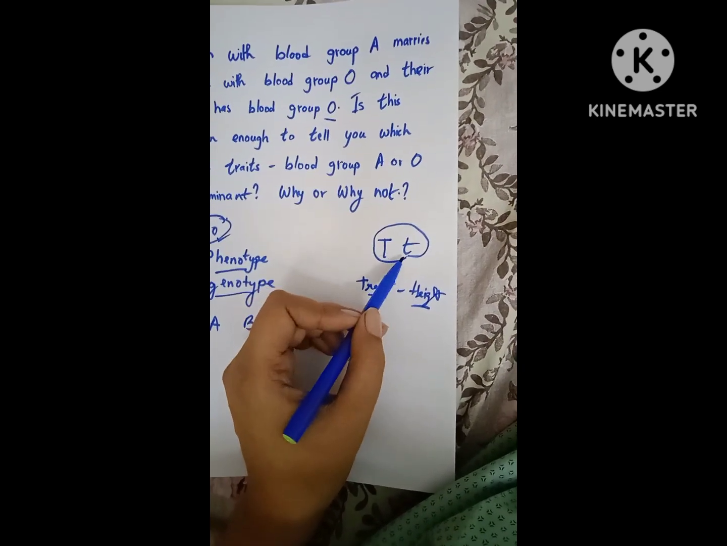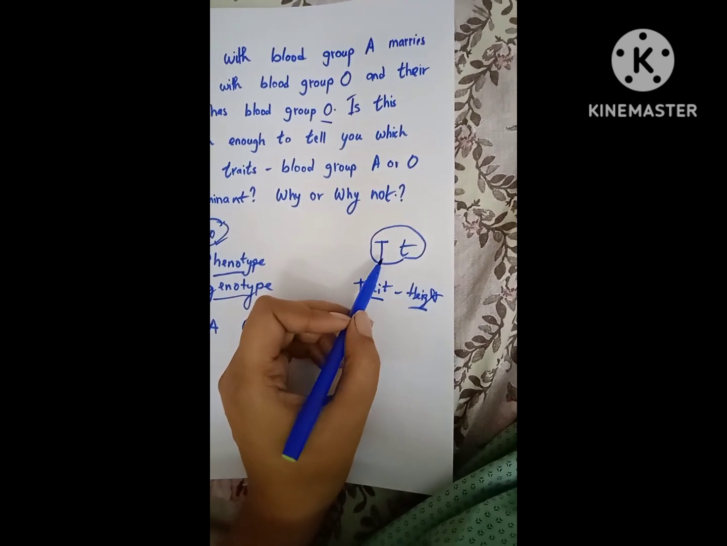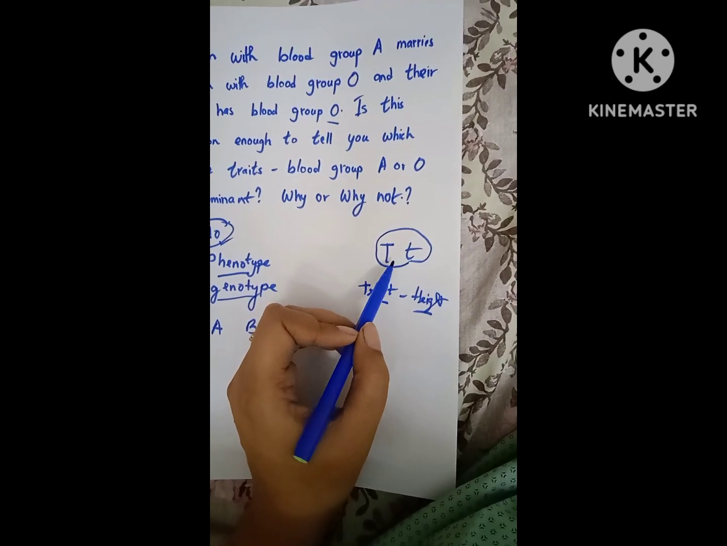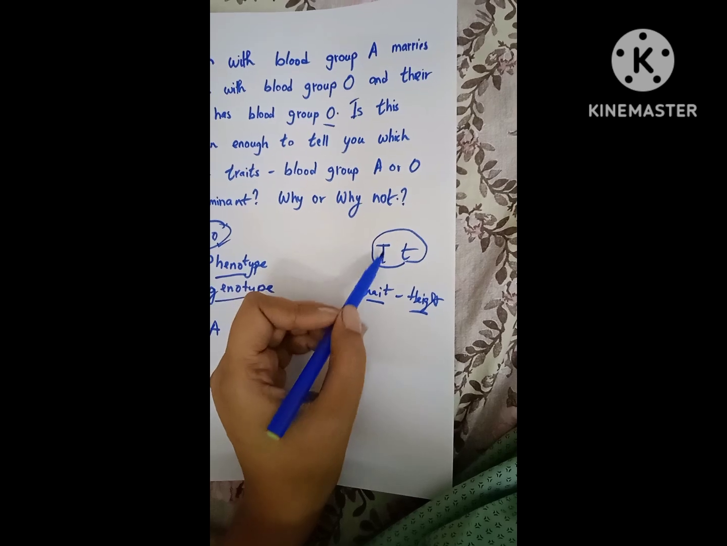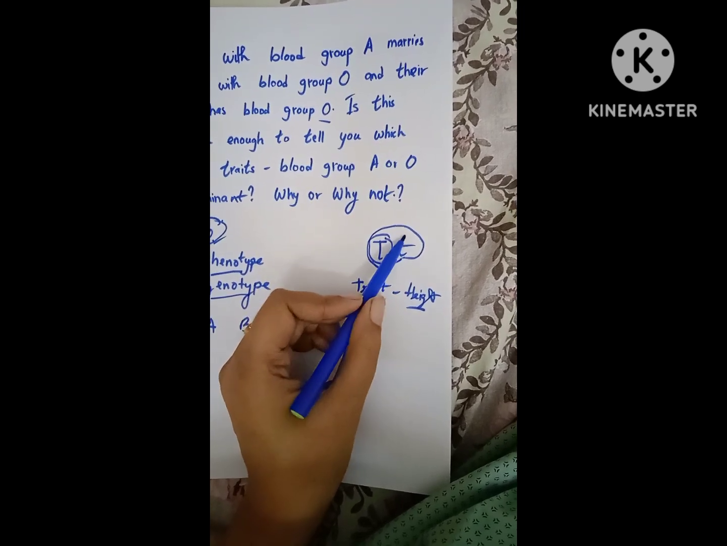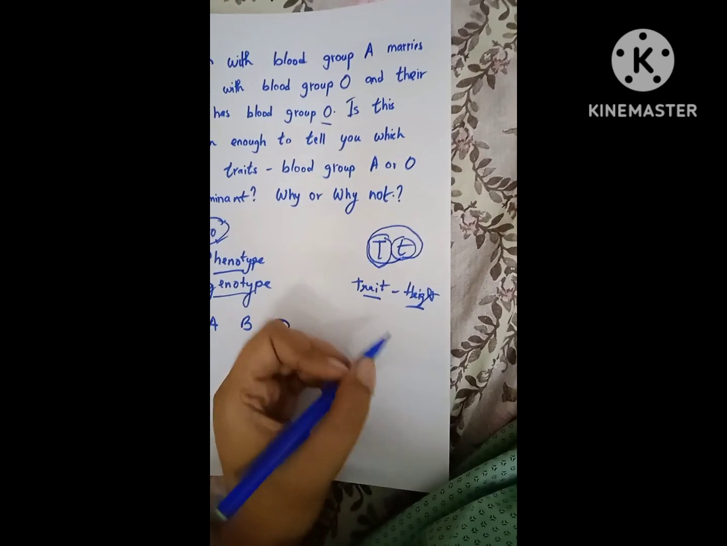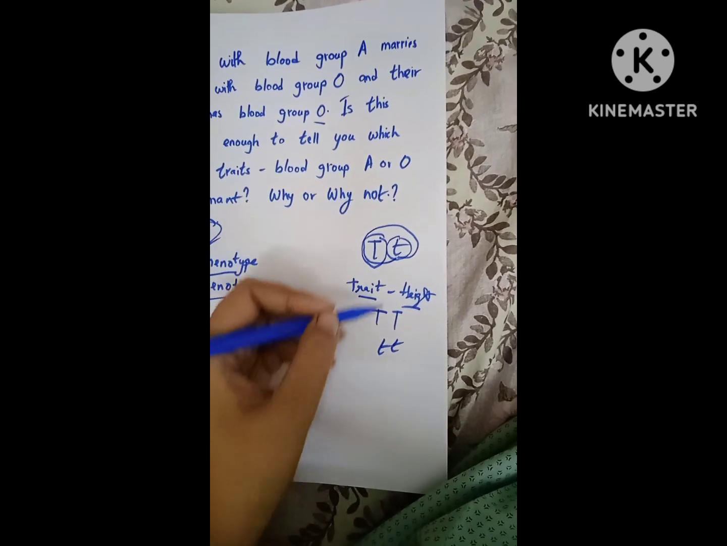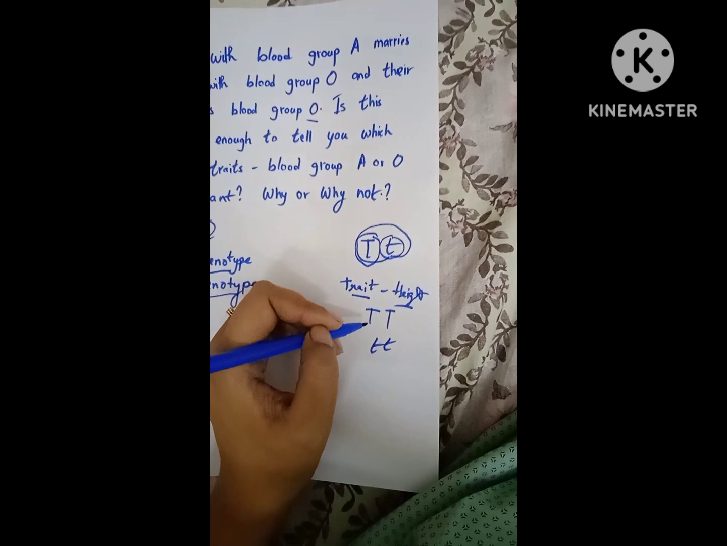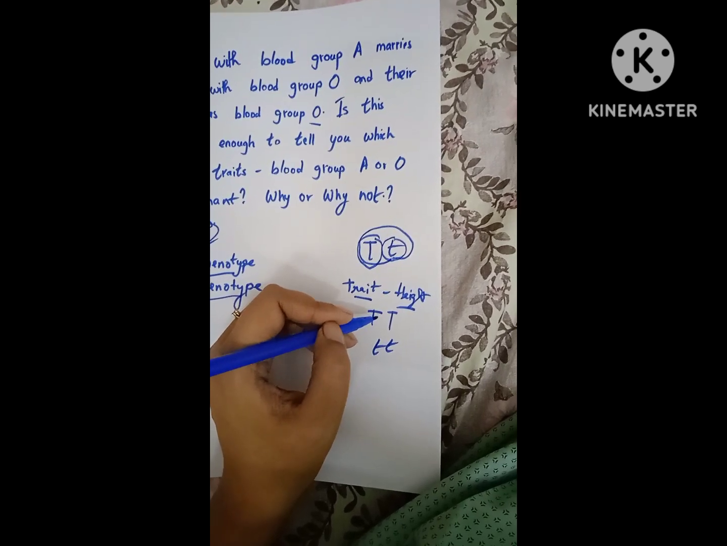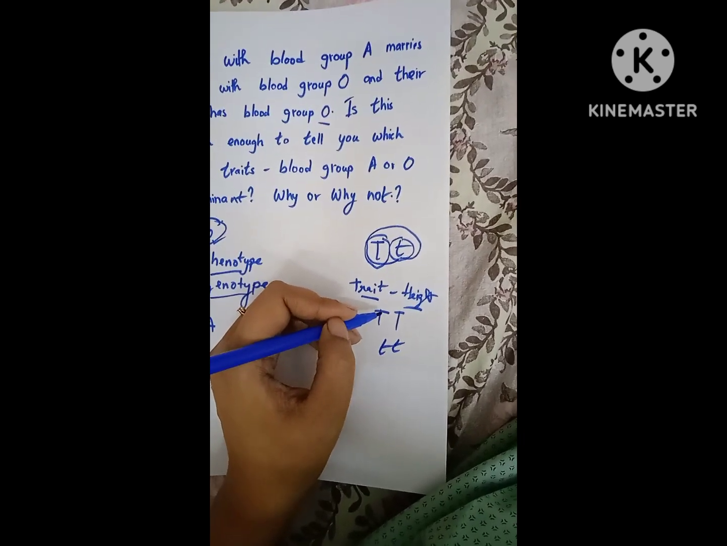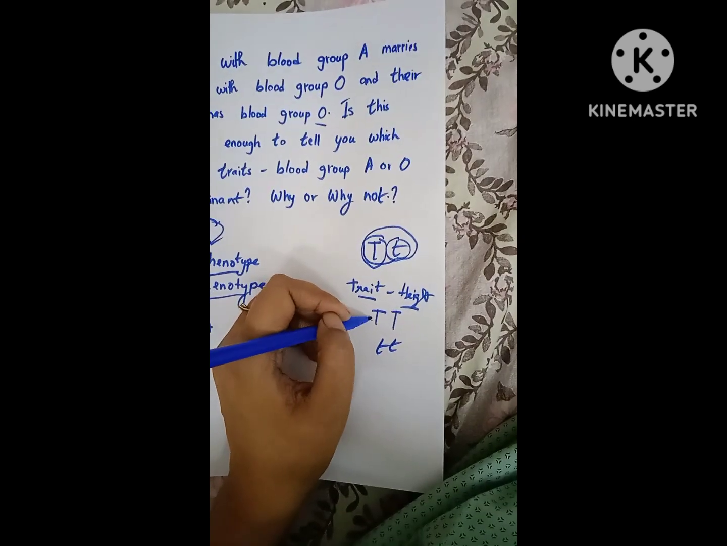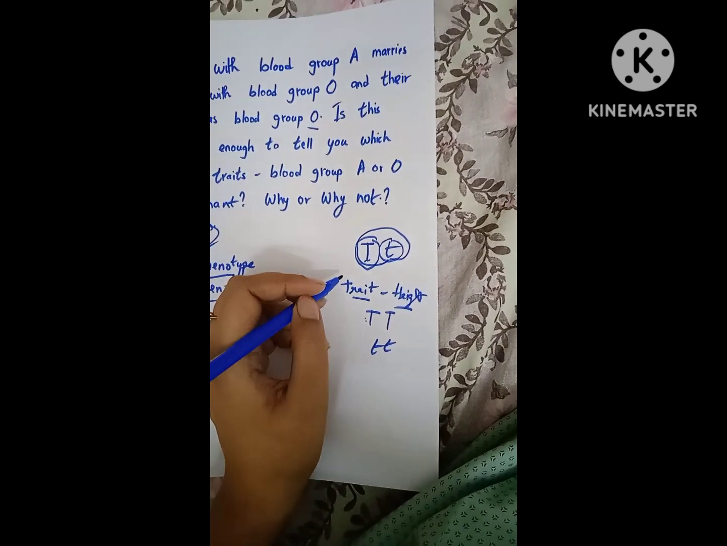So for height I am getting one allele from my mother, one allele from my father. It can be anything: capital T or small t, where capital T represents dominant and small t represents recessive. It can be TT, Tt, or tt. Now, what is a dominant character? Dominant means it is overpowering. If I have only one dominant allele, that character will show. It means if I have at least one capital T, that plant will be tall.